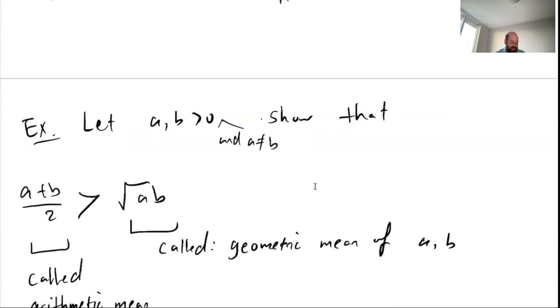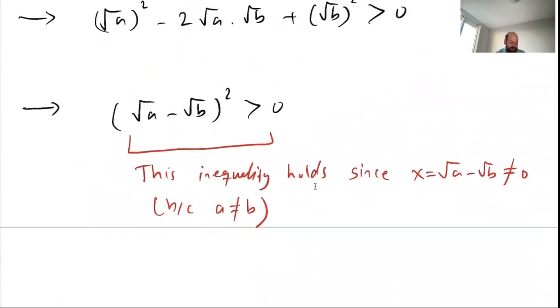because if a is equal to b, then this number here could become 0, and 0 squared is not bigger than 0. It's just bigger than or equal to 0. But I want the inequality to be strict. So this number on the left-hand side has to be non-zero, and it will be non-zero if root a and root b are not equal, meaning that a and b are not equal. So that's why I added the assumption a not equal to b, so that this inequality holds. So this inequality holds since x equals this, which is not equal to 0.